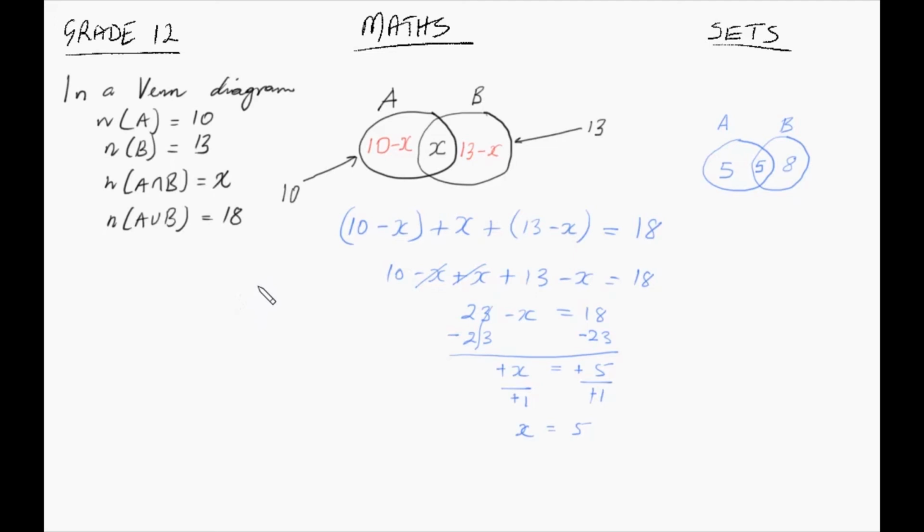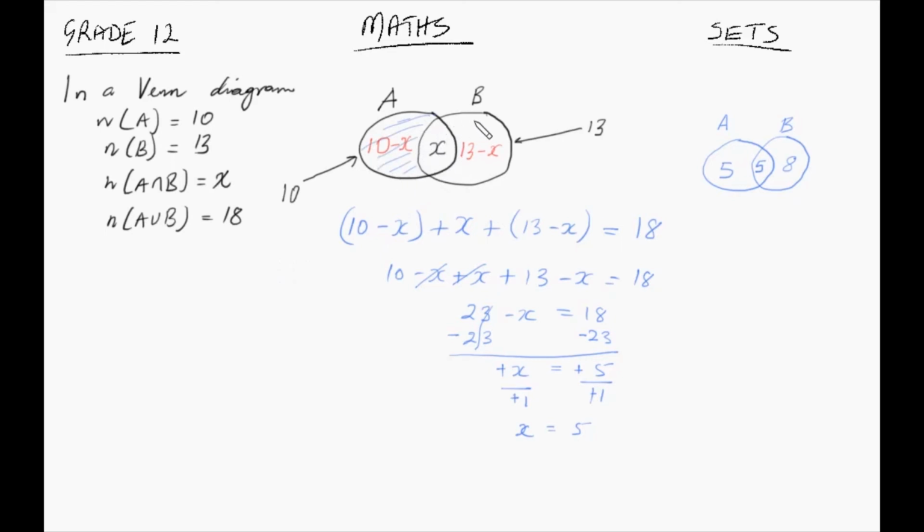They would have asked you this question: write in terms of x the number of elements in A but not in B. The number of elements in A but not in B. It's this region. They are in A, but not in B.